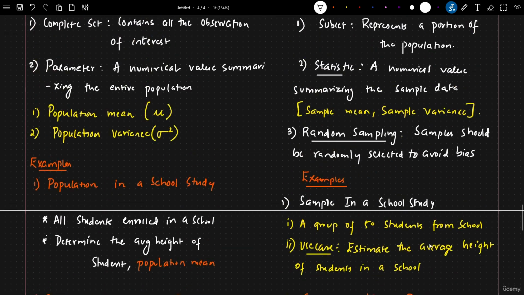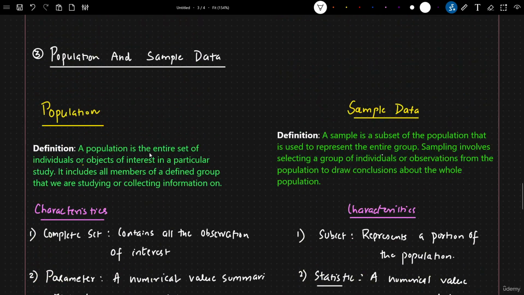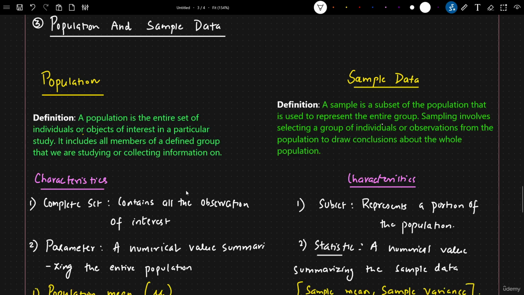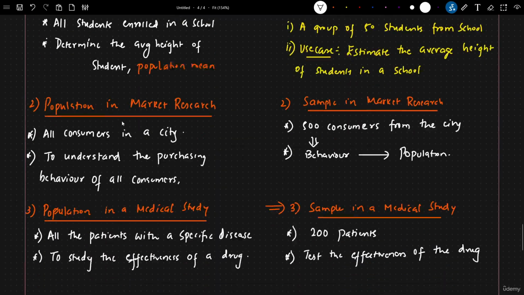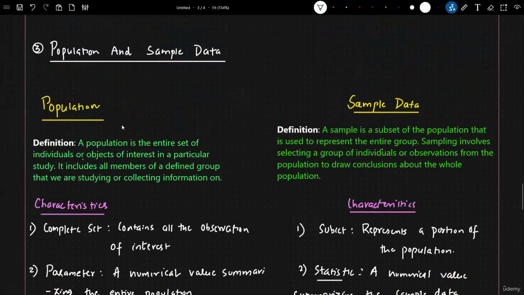Now I hope you got an idea of what exactly population data and sample data are, and the key characteristics of population data. Please remember: whenever we have a numerical value that summarizes the entire population, we say it is a parameter. Here we say it is a statistic. I have also shared multiple examples.